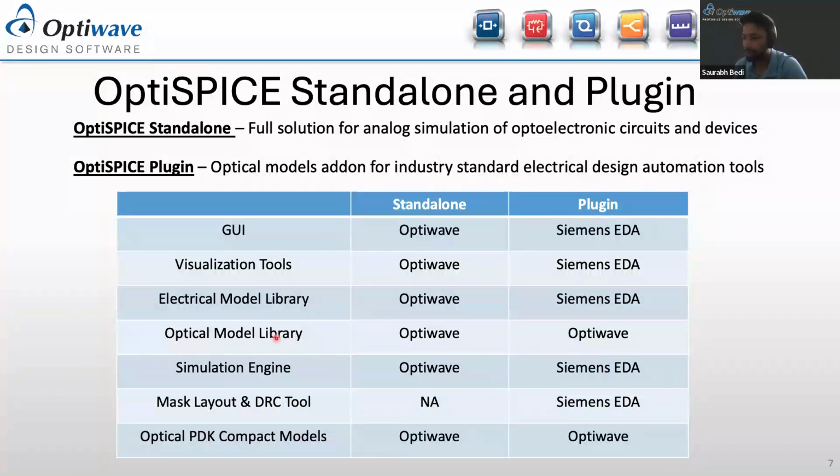Then, if we talk about mask layout and DRC tool, for Standalone we currently don't have our own mask layout tool, but when using the plugin, we can use the mask layout tool from Siemens EDA. And if we talk about optical PDK compact models, Standalone and the plugin are both capable of building the compact models.